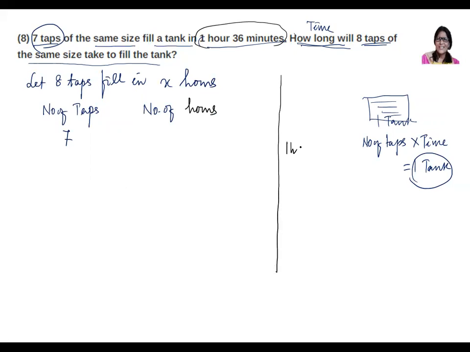1 hour 36 minutes is equal to 136 by 60. How much will it be? Cancel with 6. It will be 10, then 2, 3, 2, 5. So 1, 3 by 5. That will be 8 by 5 hour. Let us check once. 136 by 60. Yes, 8 by 5. So here number of hours is 8 by 5.